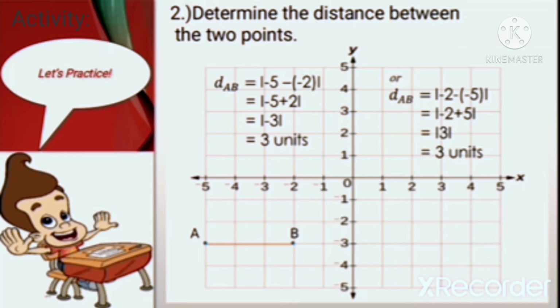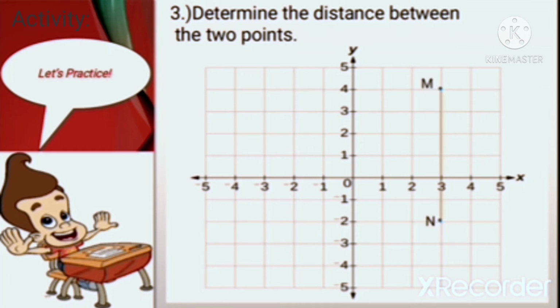Or by just counting the distance from A to B, we have 1, 2, and 3. So 3 units. Counting is just useful if we have a shorter distance, but it is not applicable if we have a longer distance. So number 3, determine the distance between the 2 points. What is the distance from M to N?